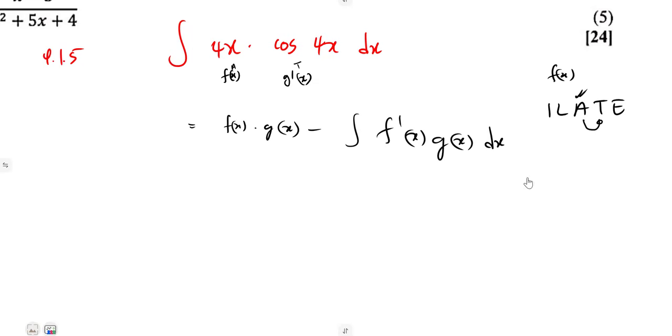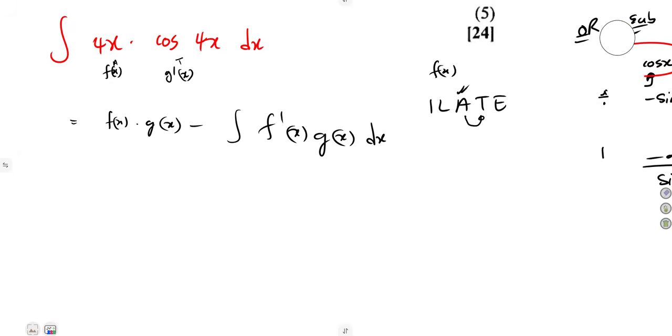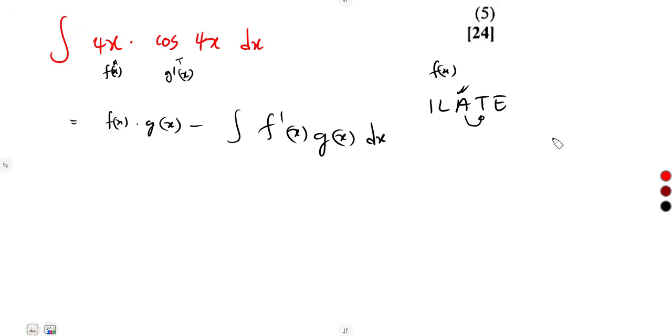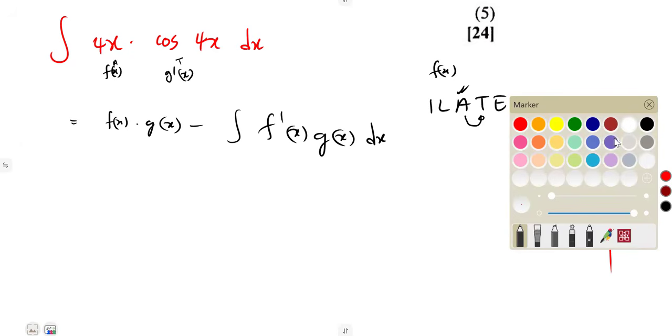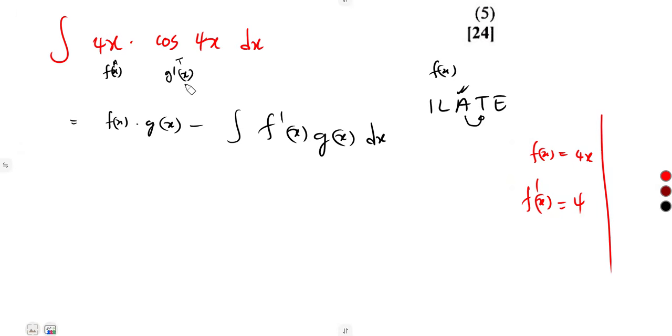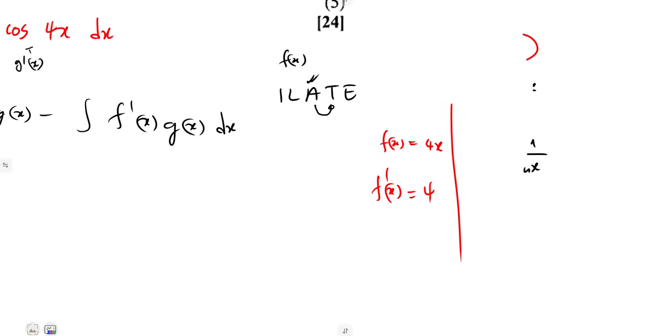So what is representing our f of x? We said let it be the algebraic. So our f of x is going to represent 4x. Meaning to say we're going to need the derivative of 4x, which is 4. And the remaining part is going to be g prime x dx, which is the cos of 4x. Just like that.